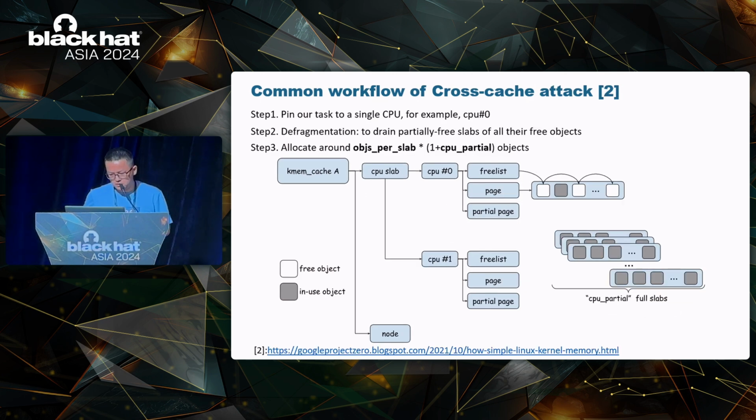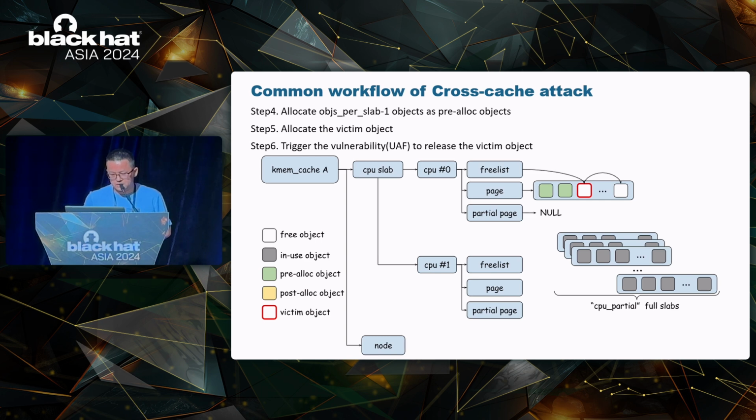After knowing the common knowledge, let's see the common workflow of cross-cache attack. Step 1, pin our task to a single CPU, for example, CPU 0. Step 2, perform defragmentation to drain partially free slabs of all their free objects. Step 3, allocate about objects per slab times CPU partial plus 1 objects for later use. Step 4, allocate objects per slab minus 1 objects as pre-alloc objects. Step 5, allocate the victim object.